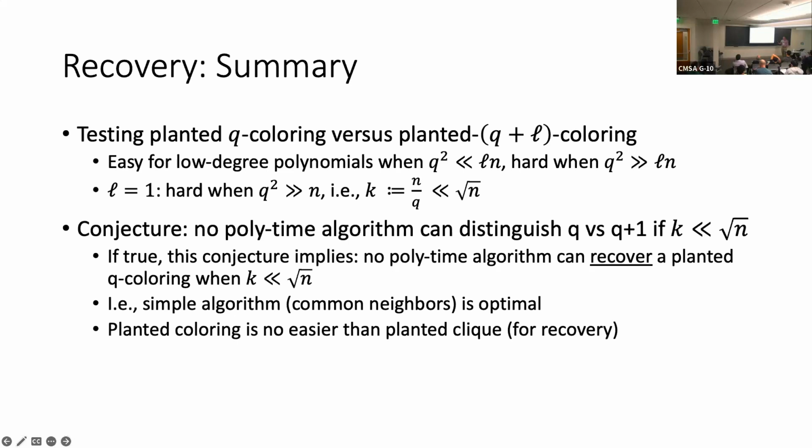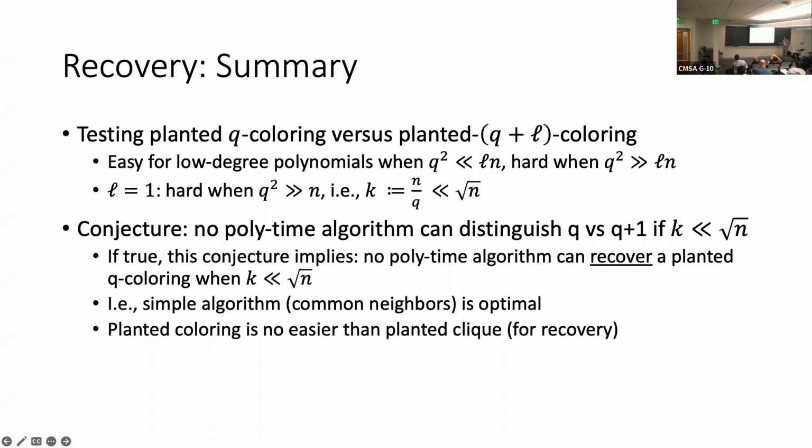It's not the type of conjecture we can really hope to prove. It's more like this is our interpretation of this other result. But okay, we're making this conjecture because if we are willing to believe it, that rigorously implies that no polytime algorithm can recover the planted Q coloring. Why? Because if I could recover, then I could distinguish these two things.